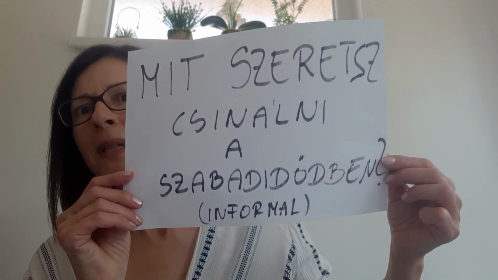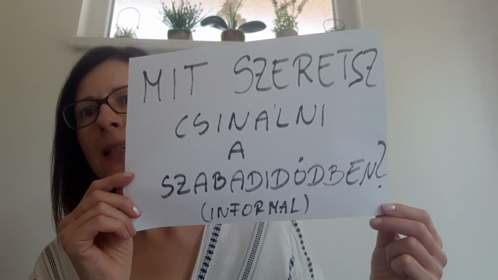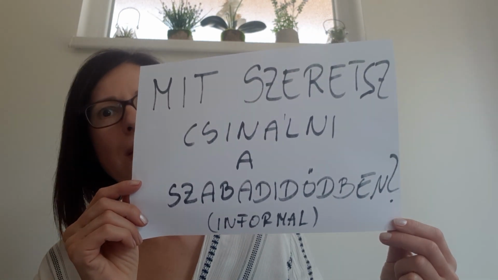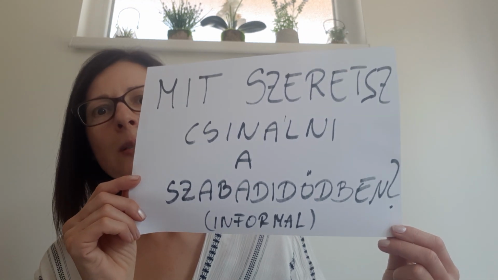Basically, the question, what do you like to do in your free time, can be asked in two different ways, formally and informally. If you are talking to a friend or family member or anyone who you are close to, you can say, mit szeretsz csinálni a szabadidődben? Repeat it after me. Mit szeretsz csinálni a szabadidődben?